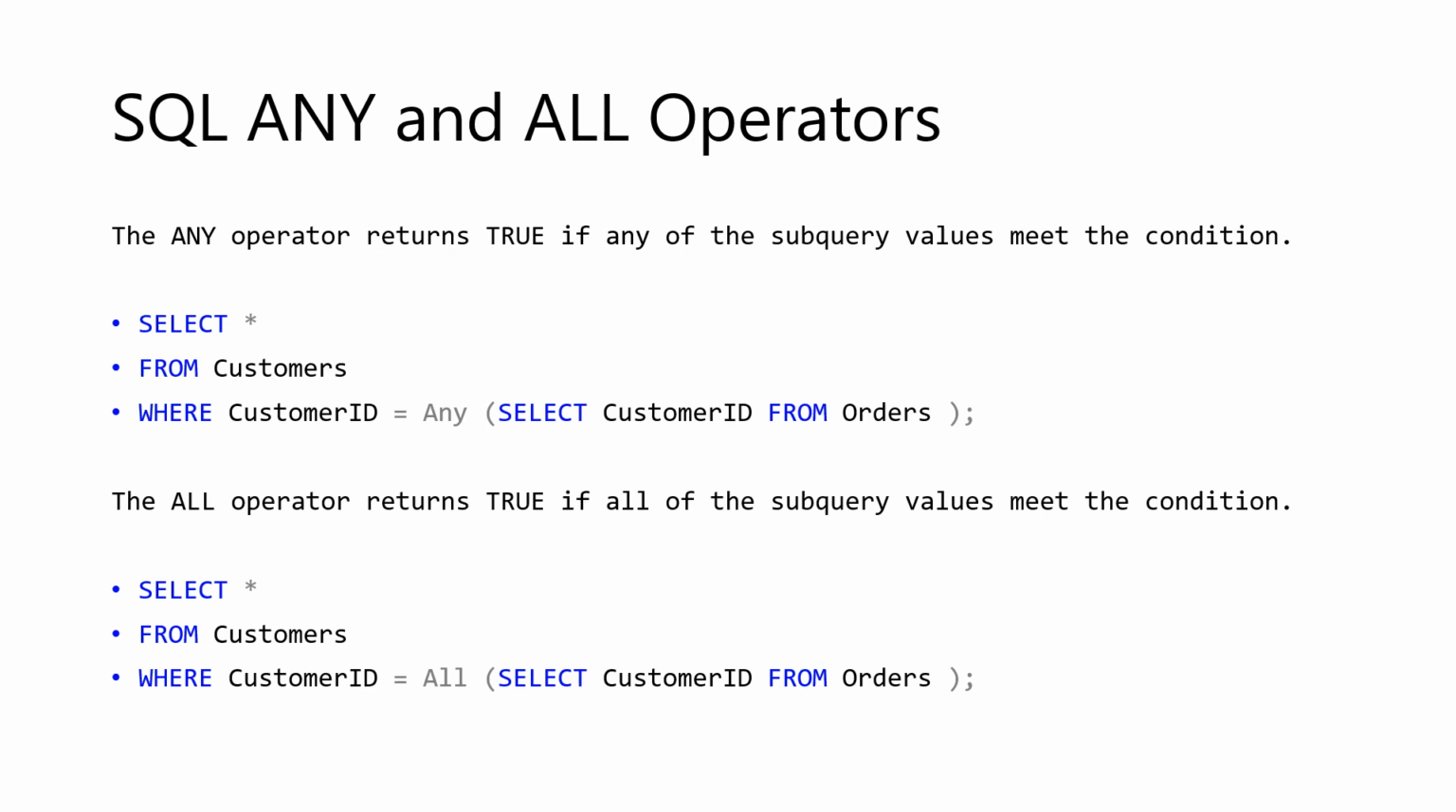The SQL any operator returns true if any of the subquery values meets the condition. Here is the query. The SQL all operator returns true if all of the subquery values meet the condition, and here is the query.